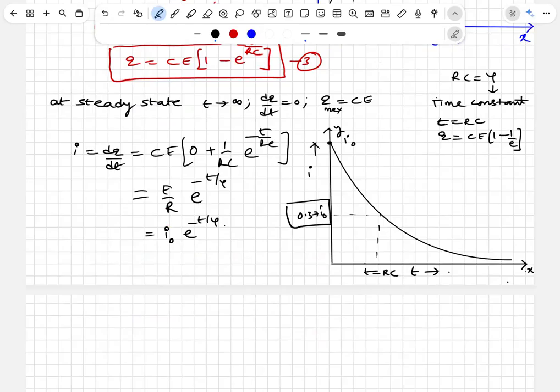Net EMF to drive the current is decreasing, when the drop across the capacitor plates is the same as the EMF of the cell. So at t is equal to infinity, the capacitor behaves like an open circuit. At t is equal to 0, the uncharged capacitor behaves as short circuited. It's a conductor.